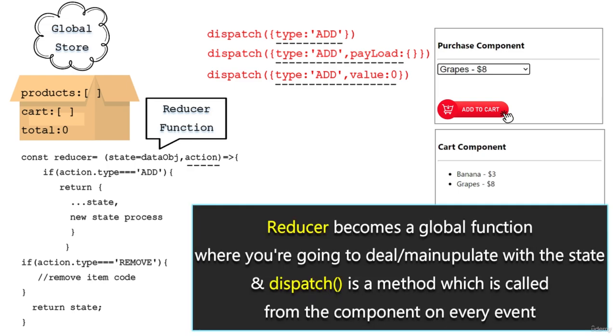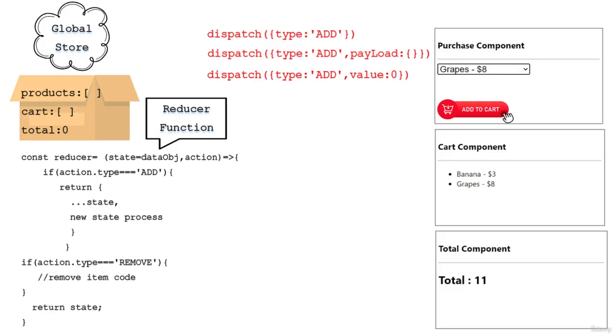So reducer becomes a global function where you are going to deal with the state, you are going to manipulate the state, and dispatch is a method which is called from the component on every event. For example, let's say we want to add one more functionality here in the cart component, that one can remove an item from the cart. Whenever any of these button is clicked, you will be dispatching an action. So you'll say dispatch type remove, and here in the payload you may say item index. I'm naming the payload as item index, and I pass the value, that is the index.